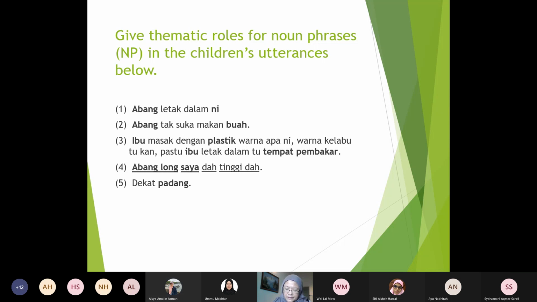So in Malay too, even though it doesn't have it, abang saya tinggi. Actually some people say abang saya adalah tinggi, abang saya adalah seorang yang tinggi. So adalah is a linking word too. Alright, so dekat Padang is easy. This is a preposition, so this is a location. A noun phrase, noun phrase location. Alright.